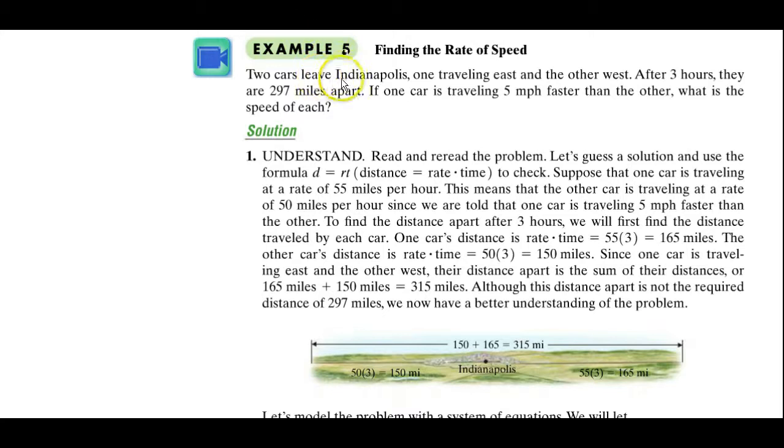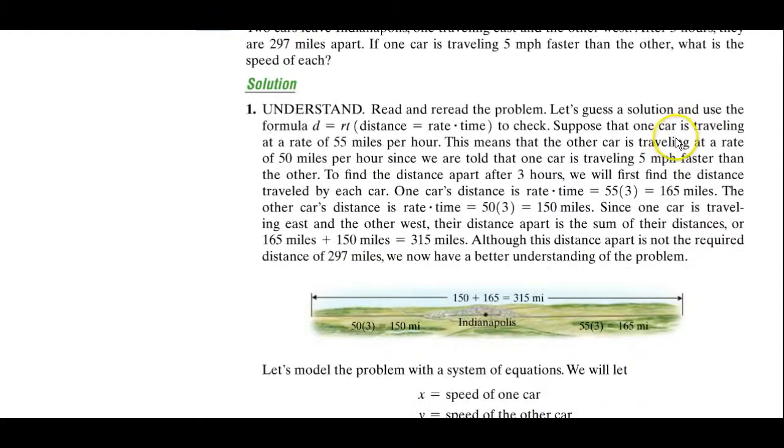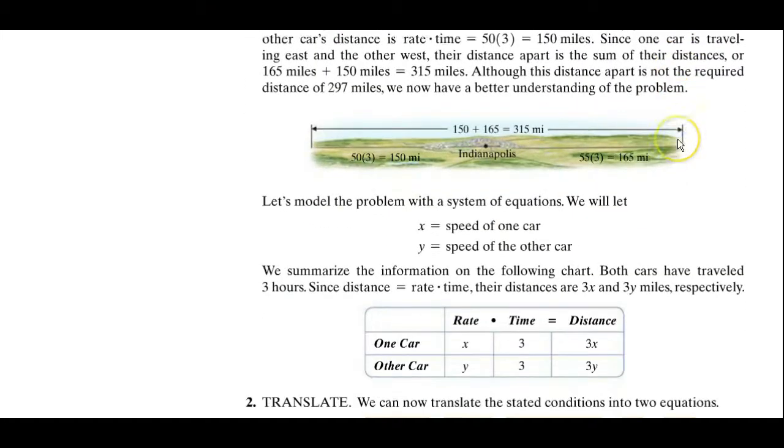2 cars leave Indianapolis, one traveling east, I like that, and one west. After 3 hours, they are this many miles apart. If one car is traveling at 5 miles per hour faster than the other, what is the speed of each? Well, as you read this, you're going to find that you're using this formula, distance equals rate times time. So let's follow it here.